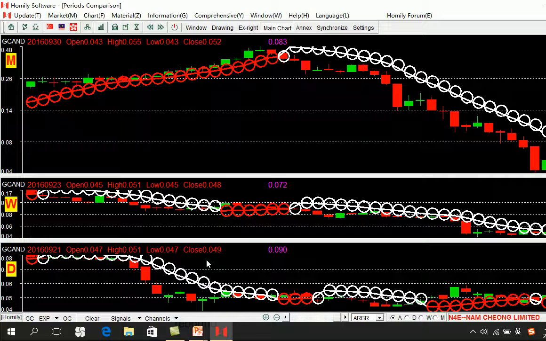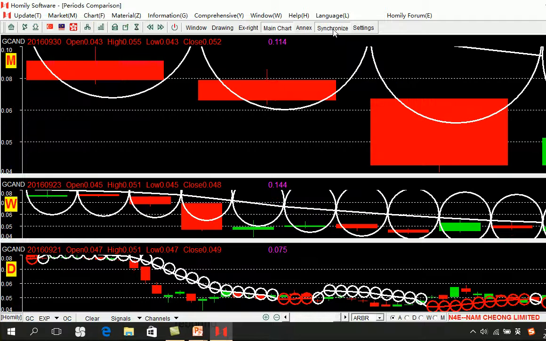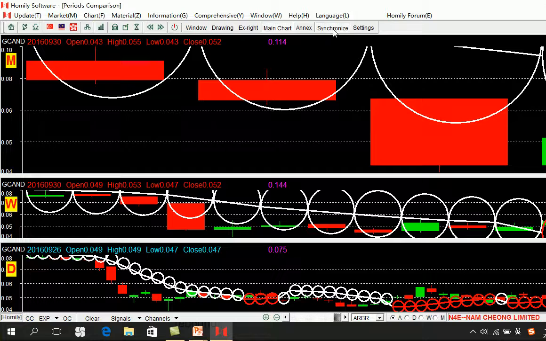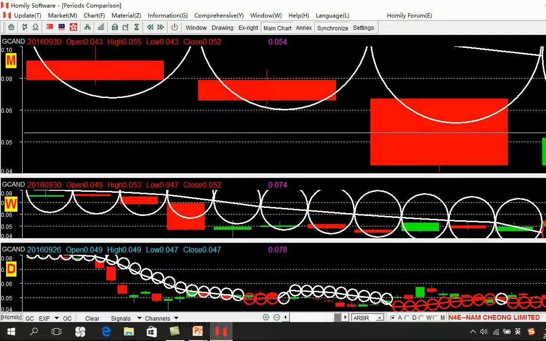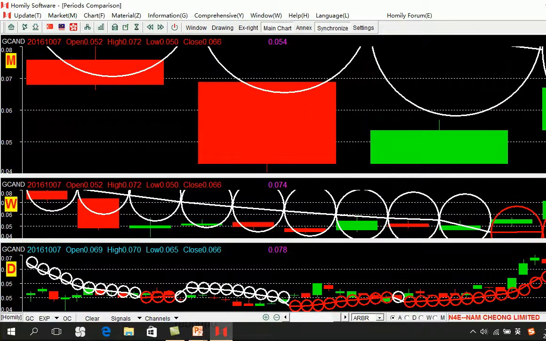The monthly and weekly are both white circle. The daily, can we buy or not? Let's click. Can we buy or not? No. Then we can see white circle turn to the red circle for weekly chart, but the monthly still white circle. Can we buy or not? Yes. We can get in. Then we can earn some profit.